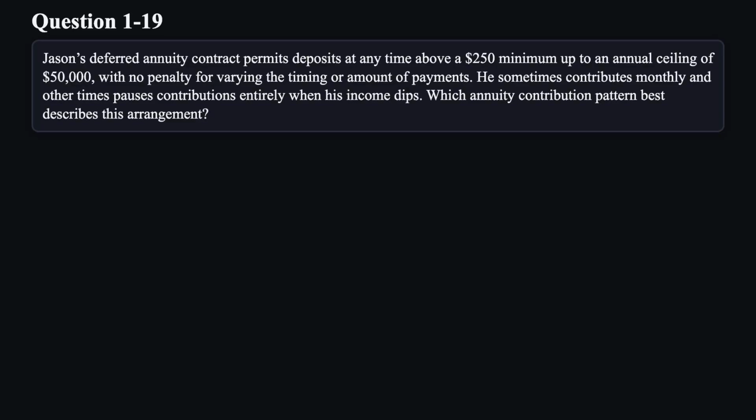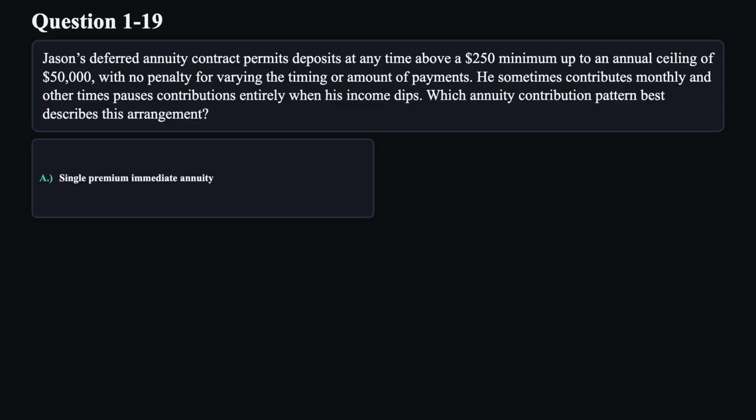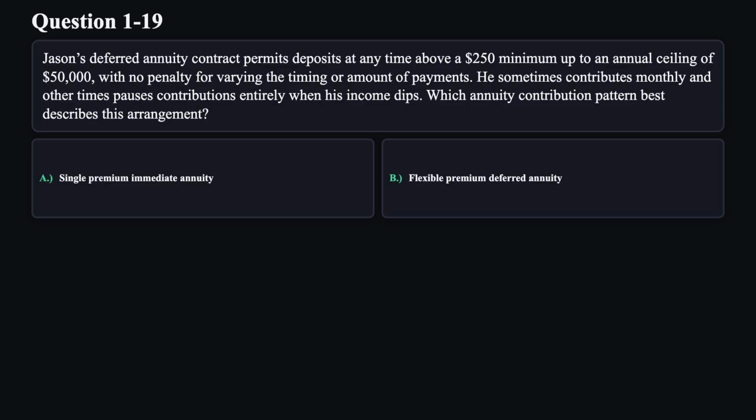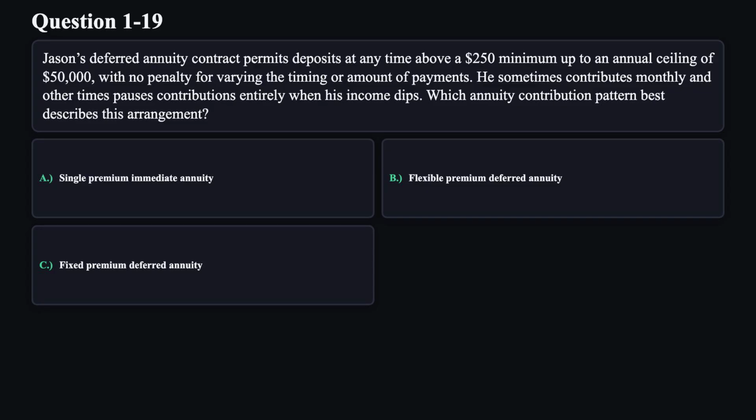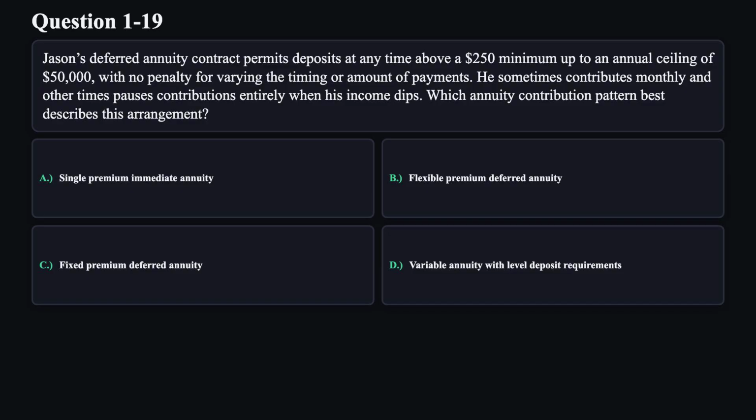Question 19. Jason's deferred annuity contract permits deposits at any time above a $250 minimum, up to an annual ceiling of $50,000 with no penalty for varying the timing or amount of payments. He sometimes contributes monthly and other times pauses contributions entirely when his income dips. Which annuity contribution pattern best describes this arrangement? A. Single premium immediate annuity. B. Flexible premium deferred annuity. C. Fixed premium deferred annuity. D. Variable annuity with level deposit requirements.